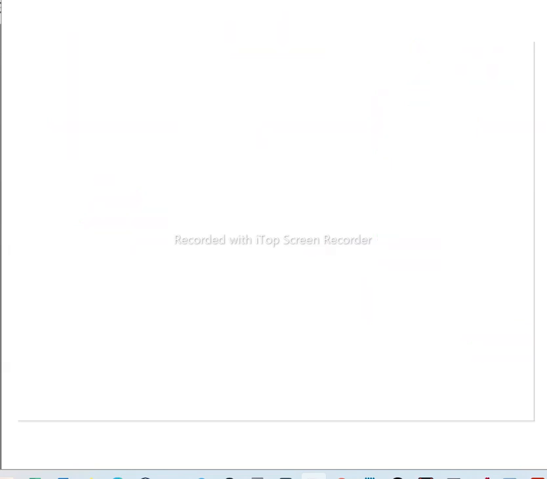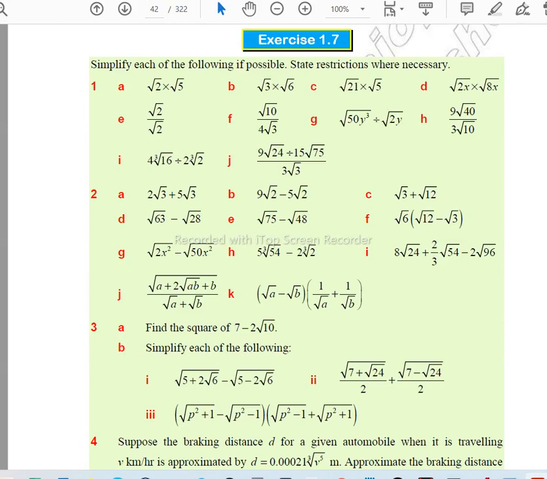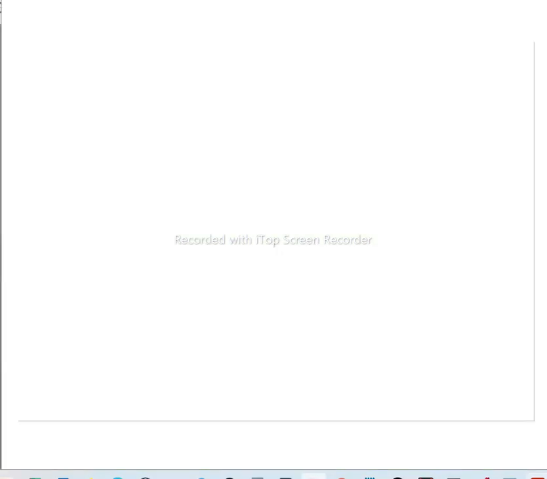Let us do F. F says the square root of 10 over 4 square root of 3. Let us simplify this. The question says the square root of 10 over 4 square root of 3.